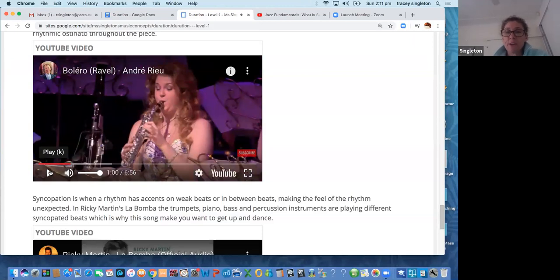Ostinatos, if you get a question asking about unity, if there is an ostinato in the piece, it's a great way of unifying a piece, keeping it all together no matter what other instruments are doing. Okay.